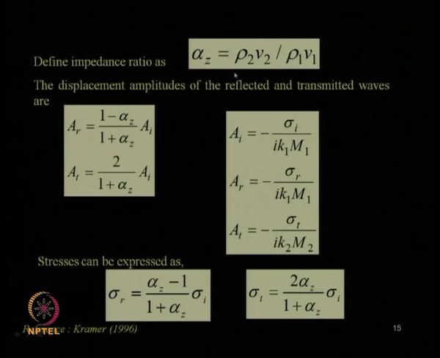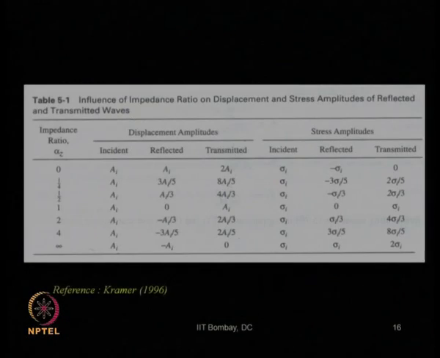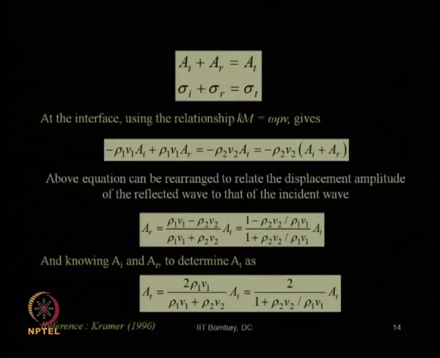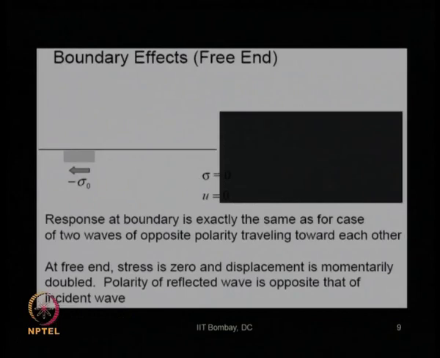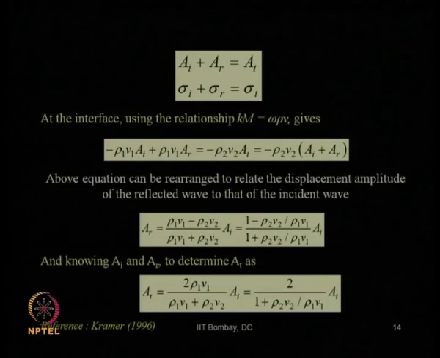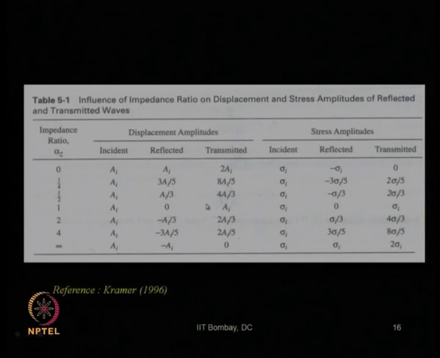So, that is nothing but when you come to a boundary, at the end of a material, the displacement amplitude gets doubled, but the stress amplitude there will be 0. If you remember, in our previous lecture we discussed this. We mentioned the boundary effect of a free end: stress becomes 0, but displacement is doubled. Can you see this? So, now we have seen that through this mathematical expression also, which is valid.